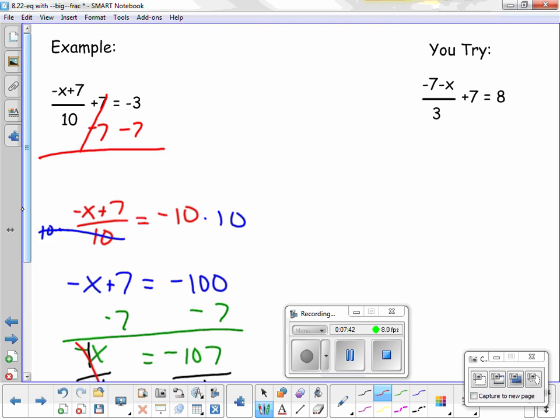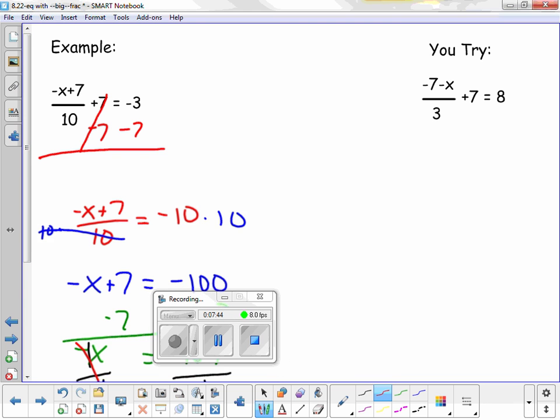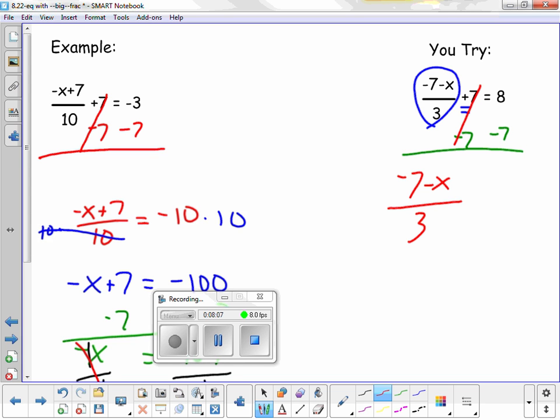So now looking at the one that you were supposed to try, I see a big fraction that I know I'm going to have to get rid of, but it's not alone. There's a plus 7. So I need to move that plus 7 to the other side before I can get rid of the big fraction. It's plus, so I subtract it from both sides. So I bring down the minus 7 minus x over 3. The plus 7 and minus 7 cancel, and 8 minus 7 equals 1.